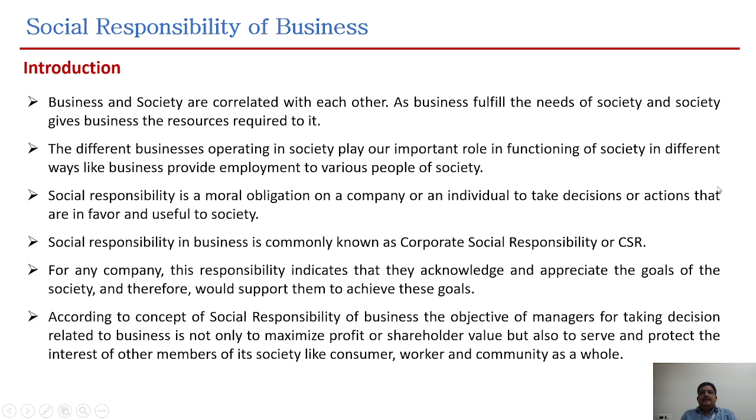Good morning. Today we will discuss the next part of our first unit, that is business environment. Today's point of discussion is the social responsibilities of businesses.